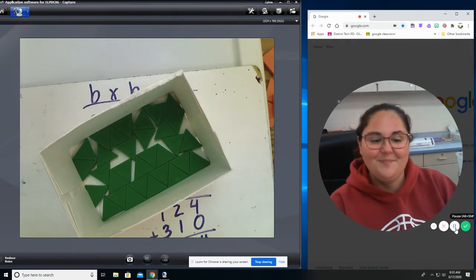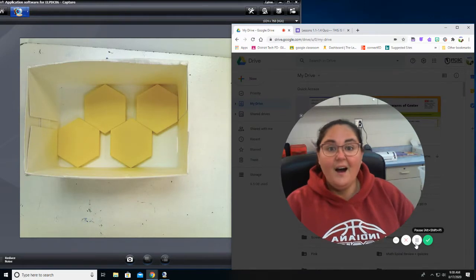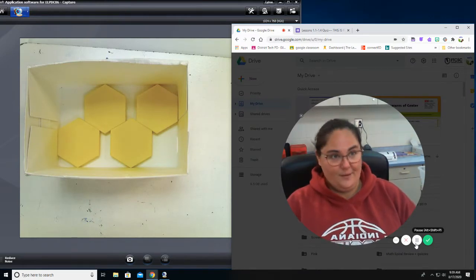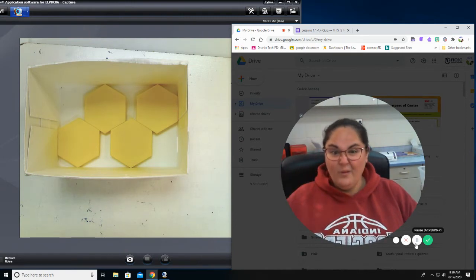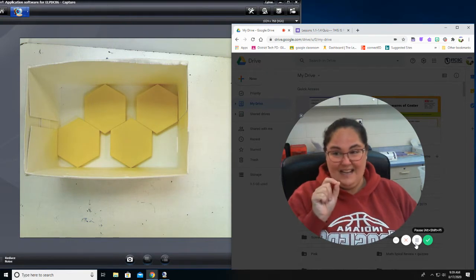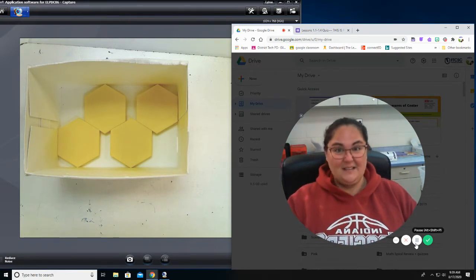Give me just a second. All right, I am back. 4 hours later this time. I'm just kidding. This one was a little bit easier because only 4 pieces fit. But look at those giant spaces that are now empty. Look at those giant spaces.